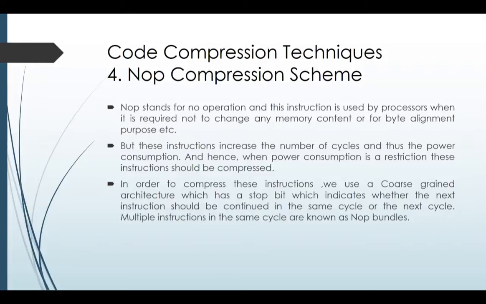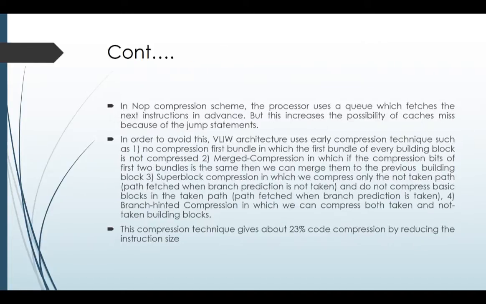In order to compress these instructions, we use a coarse-grained architecture which has a stop bit, which indicates whether the next instruction should be continued in the same cycle or not. Multiple instructions in the same cycle are known as NOP bundles. In the NOP compression scheme, the processors use a queue which fetches the next instruction in advance, but this increases the possibility of cache miss because of the jump statements.